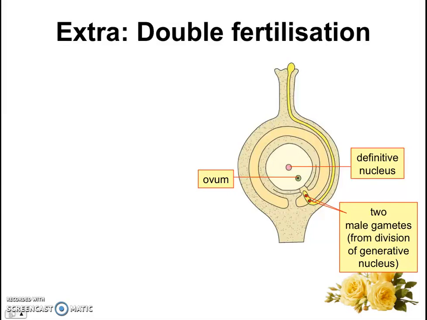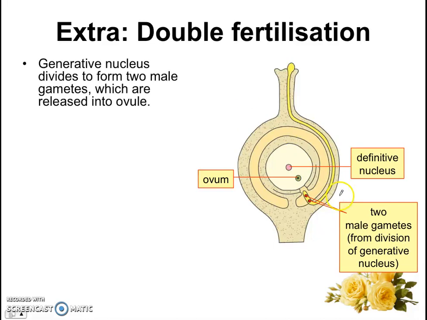Well, that's because I haven't given you the full picture. So again, this is a bit of extra stuff. In plants, there are actually two fertilizations that occur. So there's a process called double fertilization. Remember, we saw that there are two male gametes. The generative nucleus in the pollen will divide into two to form two male gametes, and both of these will be released into the ovule.